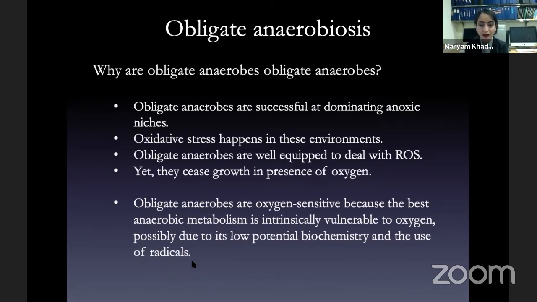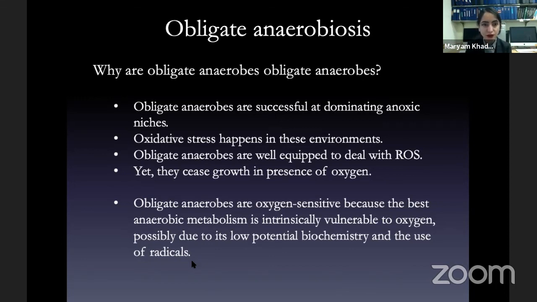Right? In the cases of what we studied, it could be because of low potential biochemistry, as we saw in PFOR, where the electrons could be easily transferred from PFOR to oxygen, or because of radicals, as we saw in PFL, because the radical in PFL makes it very vulnerable. But both of these are enzymes that obligate anaerobes need for their activity.